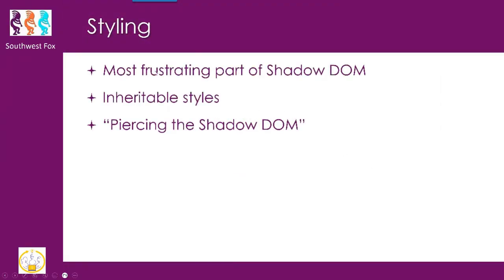Okay, so like I said, the most frustrating part of the Shadow DOM is styling. There's a thing called inheritable styles, which I just mentioned a second ago. And there's a thing called piercing the Shadow DOM. That's where the texty type elements that I was talking about, the styling from the DOM, may actually bleed through to the Shadow DOM. And we'll see examples of that as I get further along.